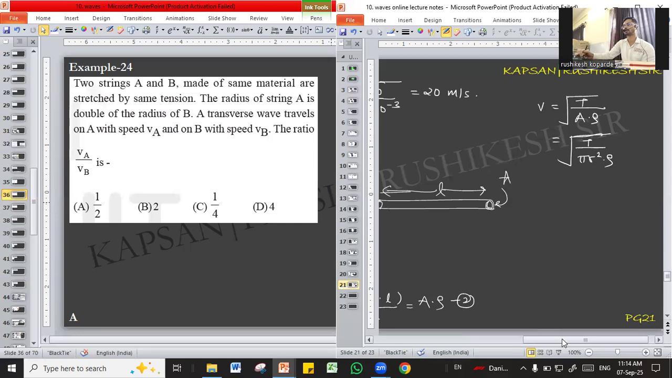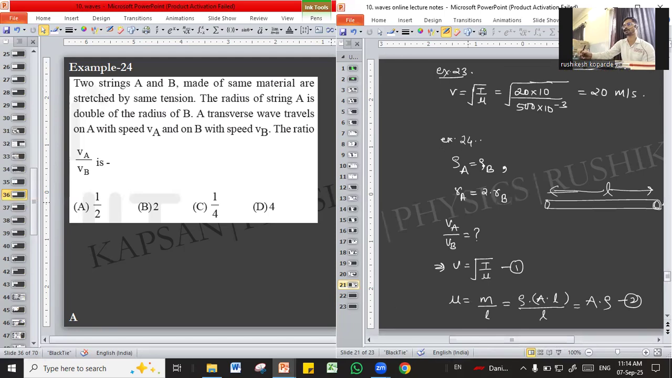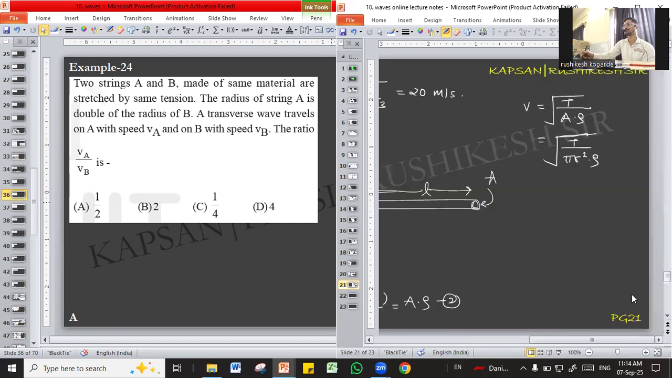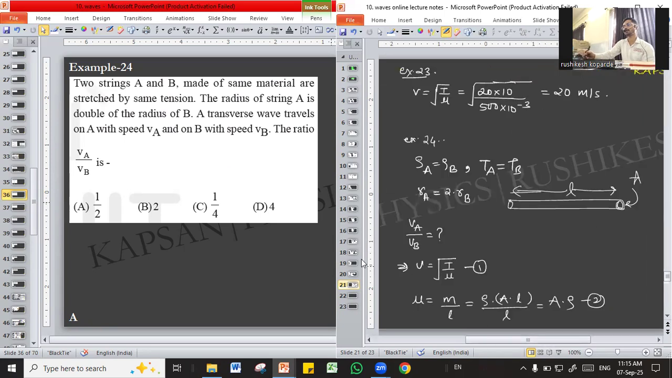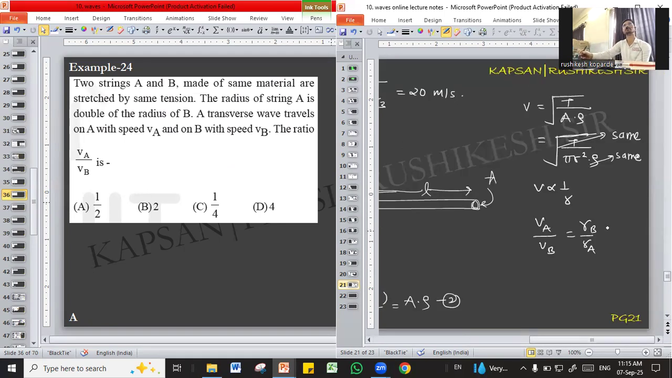Now, the strings have been stretched by the same tension. Strings are of the same material and they have been stretched by the same tension. So here tension is the same. Density is also the same. So V is proportional to what? 1 upon R. So velocity on A upon velocity on B is equal to radius of B upon radius of A. What is B by A? B by A, 2 or 1 by 2? B by A will be 2. Not 2. 1 by 2.